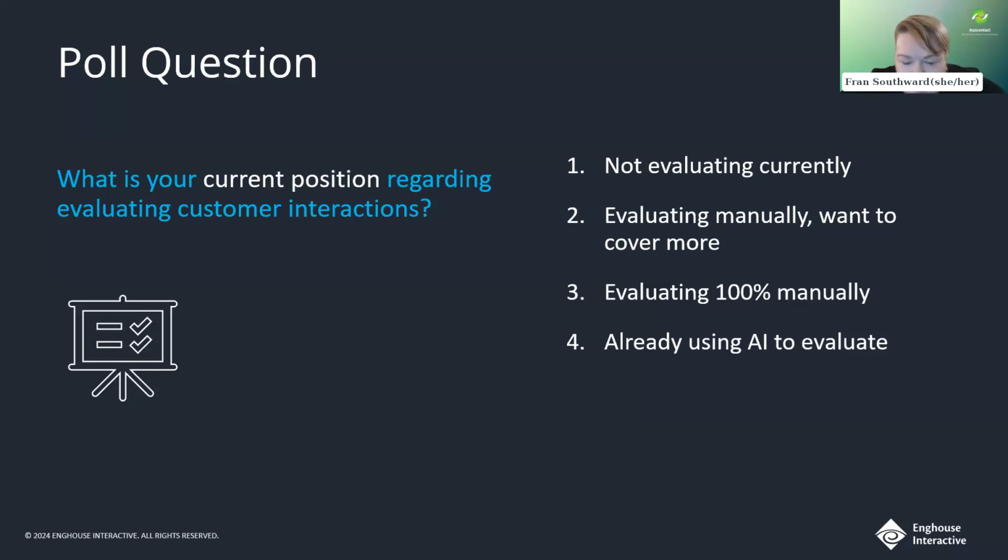And then there are some that are already using AI to evaluate, which is exciting to hear. So it'll be great to hear some more from there. And that's sitting at around 5%. That's very interesting. As we were discussing before, I was expecting that most would be in that number two area. And I would have expected a little bit lower on number three for 100% manually evaluating.